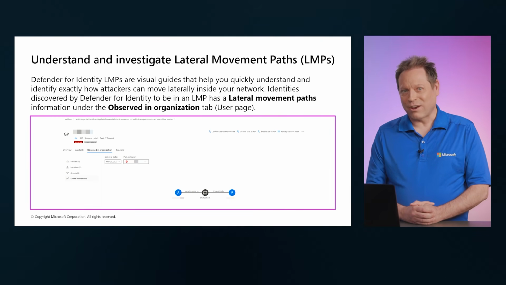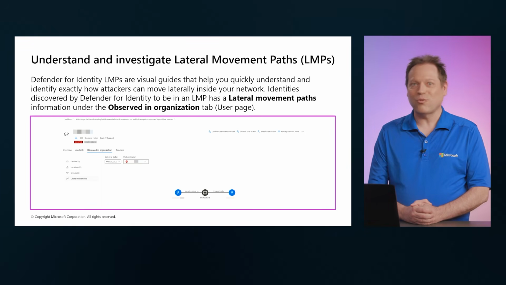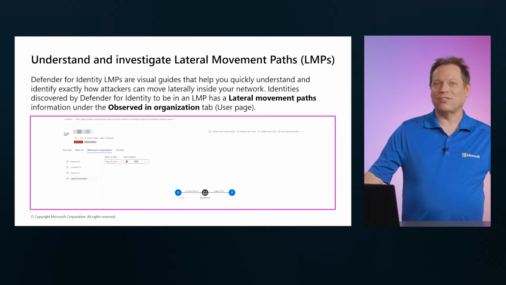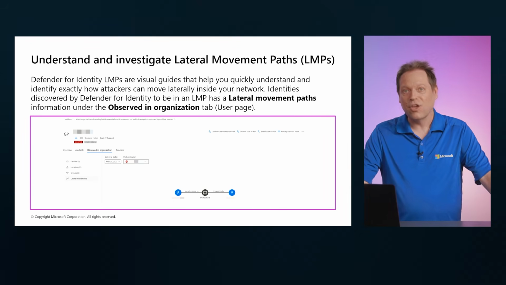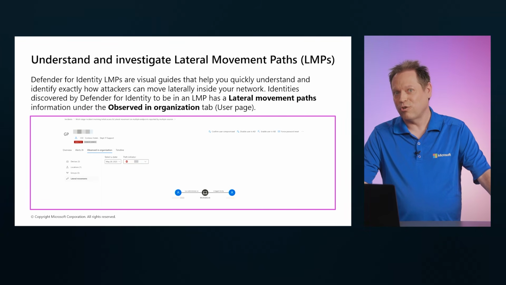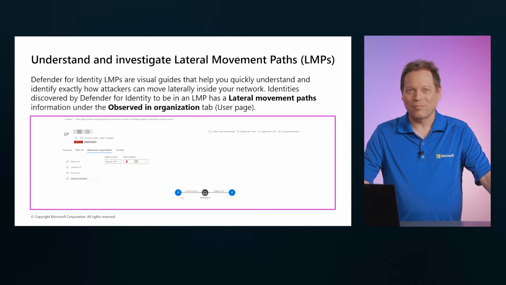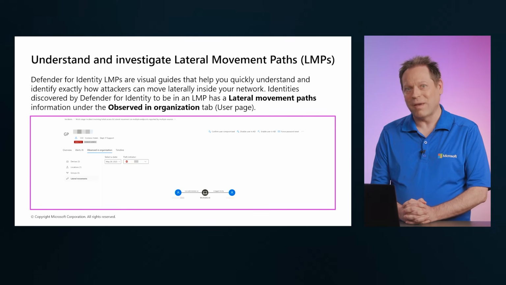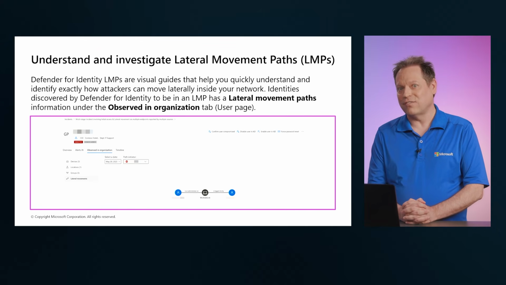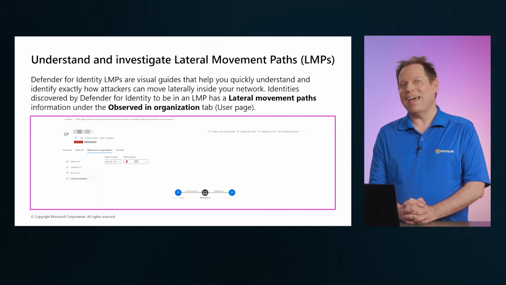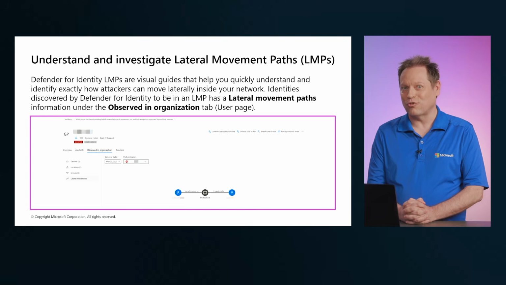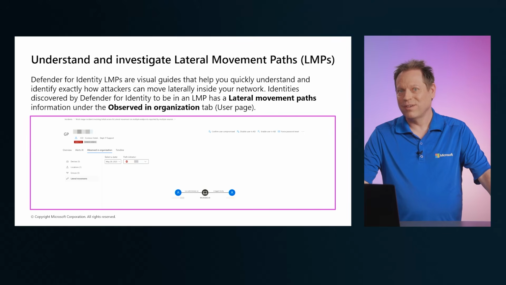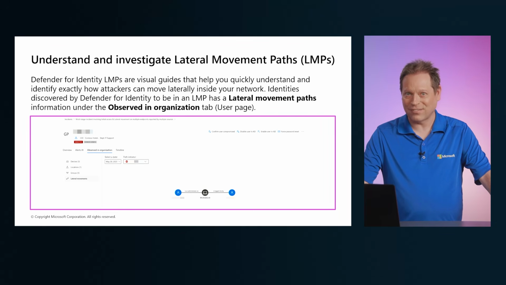Let's take a closer look at lateral movement, which is one of the most dangerous stages of an attack. Microsoft Defender for Identity visualizes lateral movement paths, or LMPs, to help you understand how an attacker could move from one identity to another. Inside your environment, these paths highlight risky privilege relationships and access paths. When an identity is discovered as part of an LMP, that information appears directly on the user's page, helping an analyst prioritize investigation and remediation before attackers can escalate access.